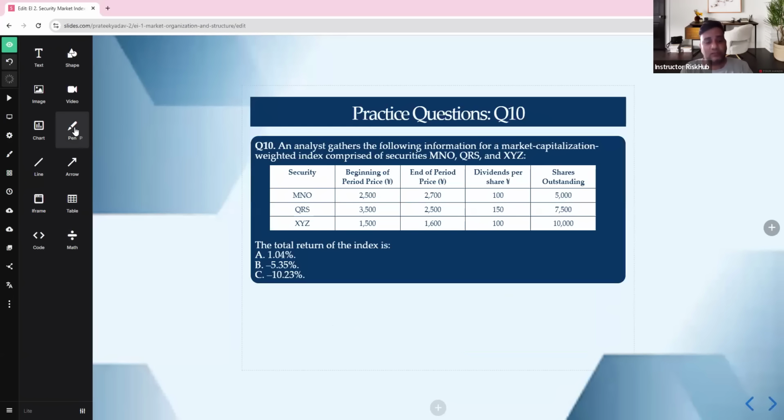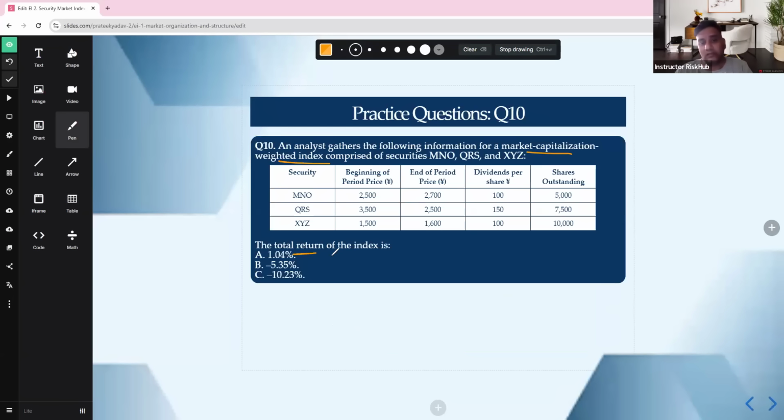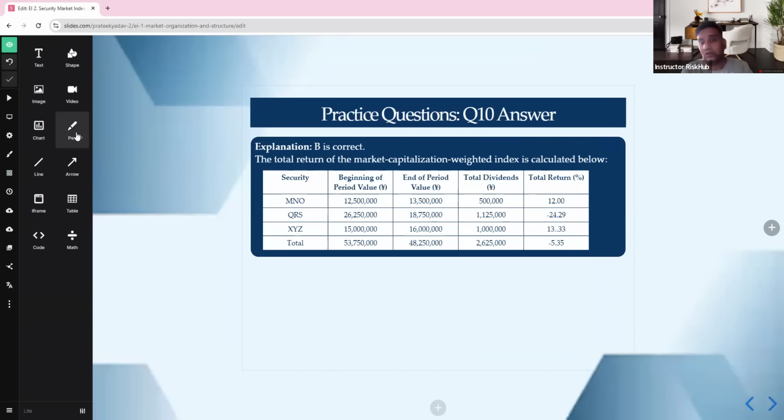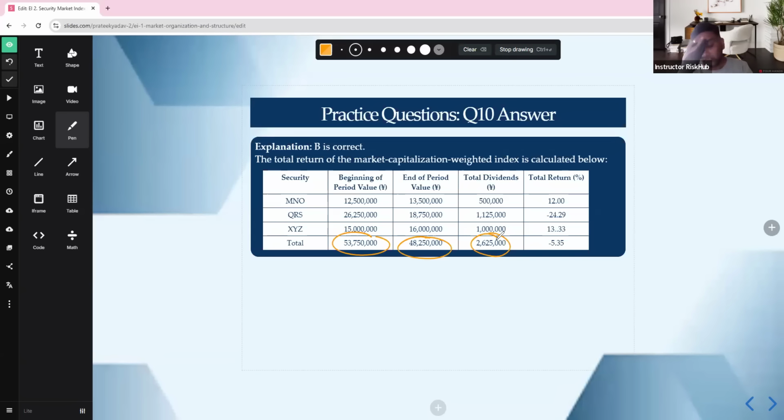Then we get into the next question, which is question number 10. Analyst gives the following information for a market cap weighted index, total return. Total return, again, you do the same thing, but you add the dividend also. So same logic, but don't forget to multiply stocks with dividend because dividend is per stock, so total dividend also. So this is the beginning market value, this is the ending market value, and the total dividend also. Now total dividend will go where?